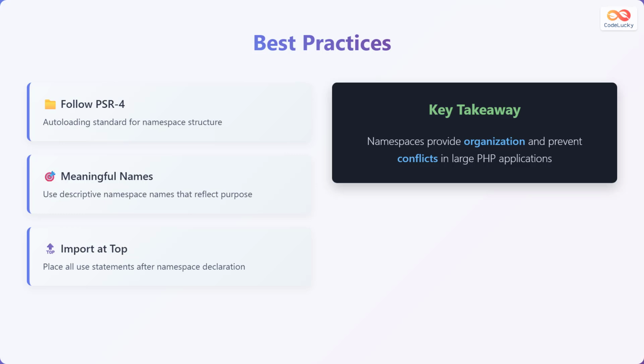Let's look at some best practices when working with PHP namespaces. First is follow PSR4 autoloading standard for namespace structure. PSR4 defines a standard for how namespaces should map to file paths, making it easier to autoload classes. The second is meaningful names. Use descriptive namespace names that reflect the purpose of the code they contain. And finally, import at top. Place all use statements after the namespace declaration at the top of your PHP file. To summarize, namespaces provide organization and prevent conflicts in large PHP applications.